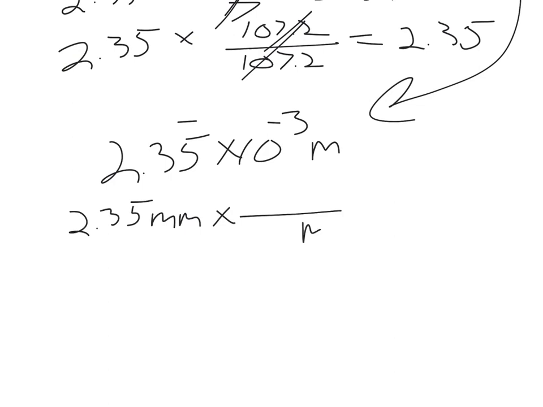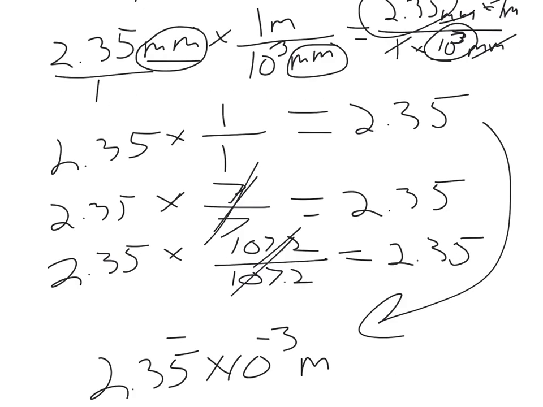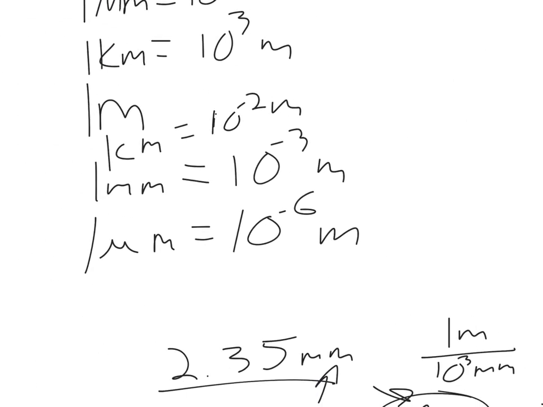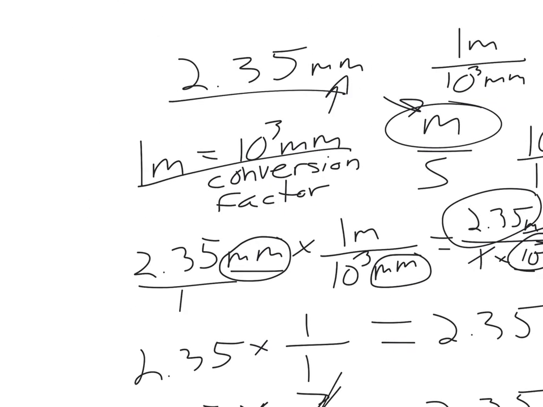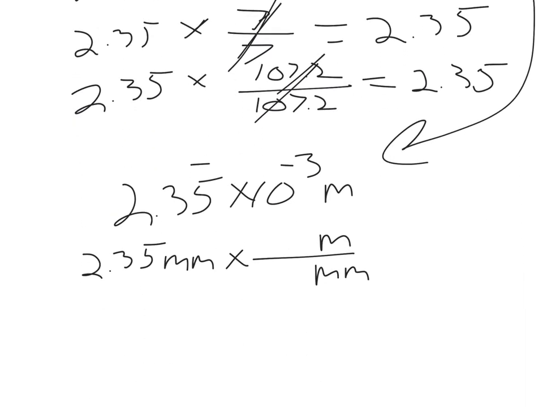I like to go millimeters first. I know I want my millimeters to be on bottom. I know I want my meters to be on top. And if you want to do it like I had up here, if you forgot, I will go ahead and use this. It was 1 millimeter was 10 to the minus 3 meters. And that still will work. I'll put it right in here. 1 millimeter is the same as 10 to the minus 3 meters.